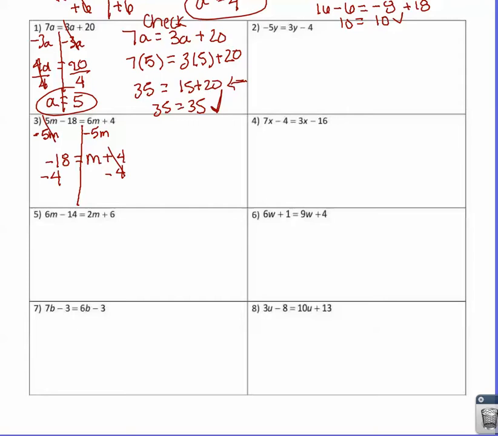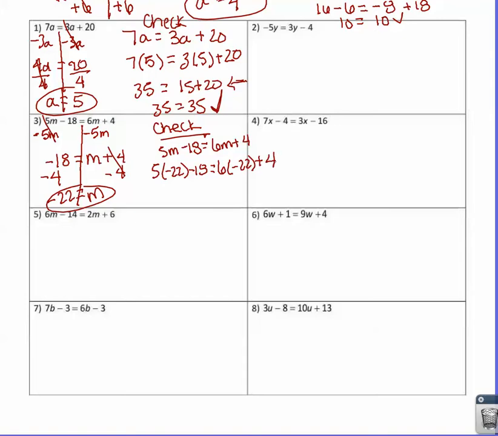So you have negative 22 equals m. So now you can go and check your answer. Again, write down your original problem, and then you're going to substitute what you got in for m. So when I go to write this, 5 times negative 22 minus 18 equals 6 times negative 22 plus 4.